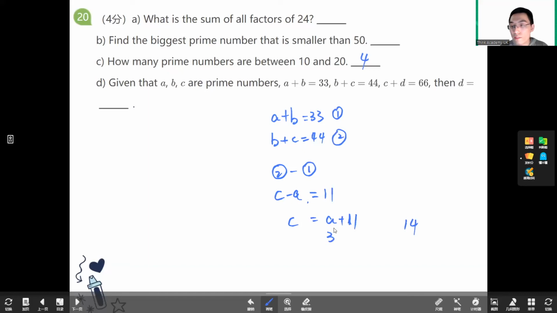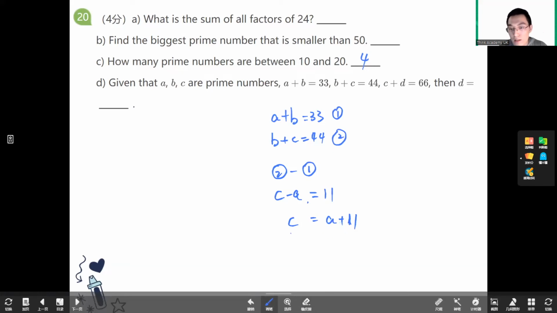And we know that all even numbers are not prime numbers. Yeah, they're composite numbers. So for C to be a prime number, A cannot be even. Sorry, A cannot be odd. A must be even. I mean, C can be even. We know that there is one even prime number, that is the smallest one.